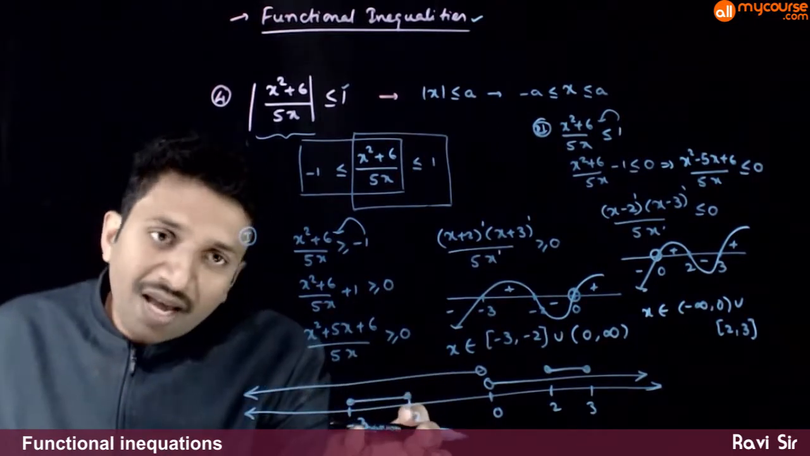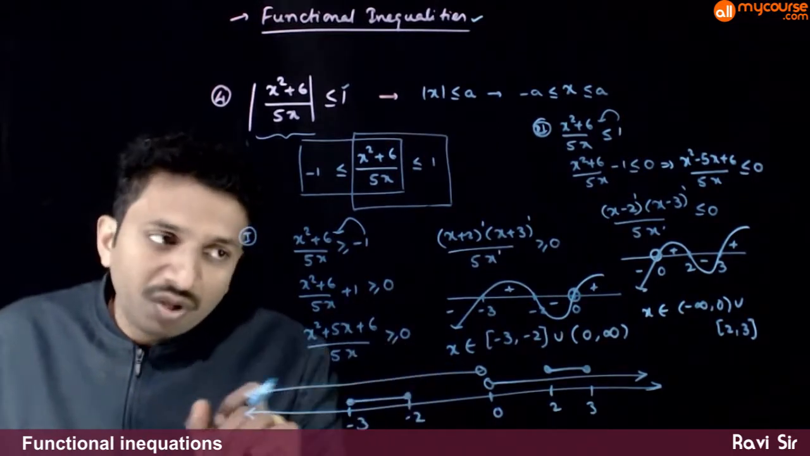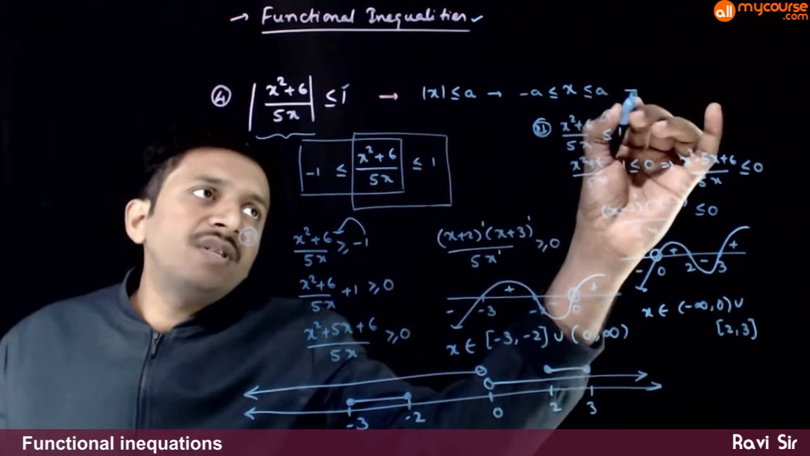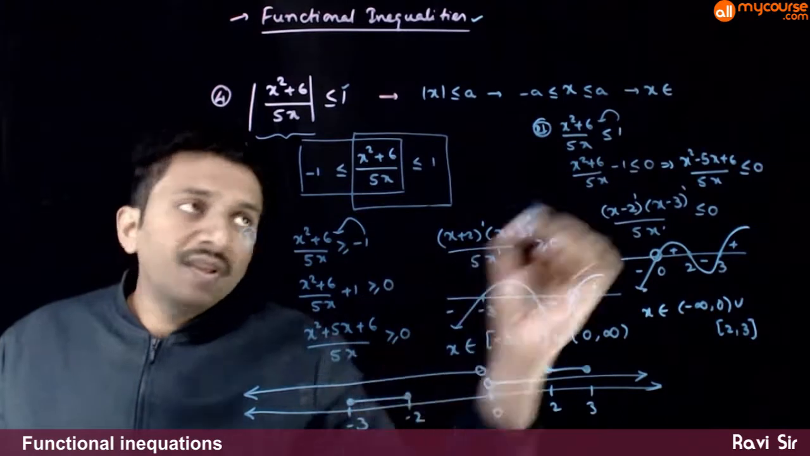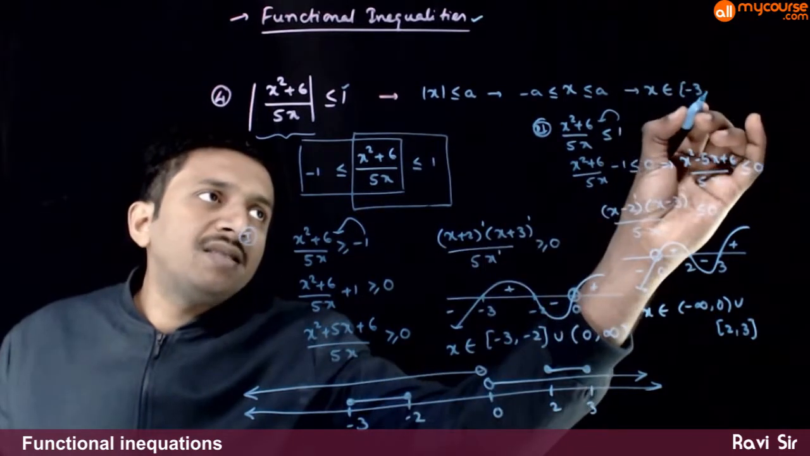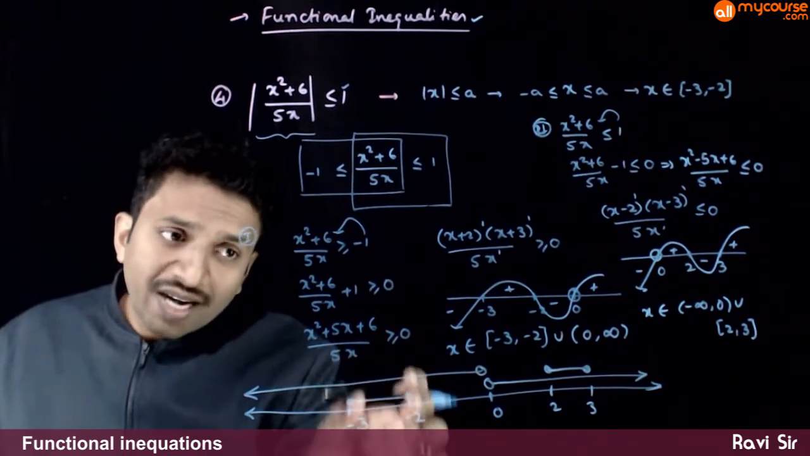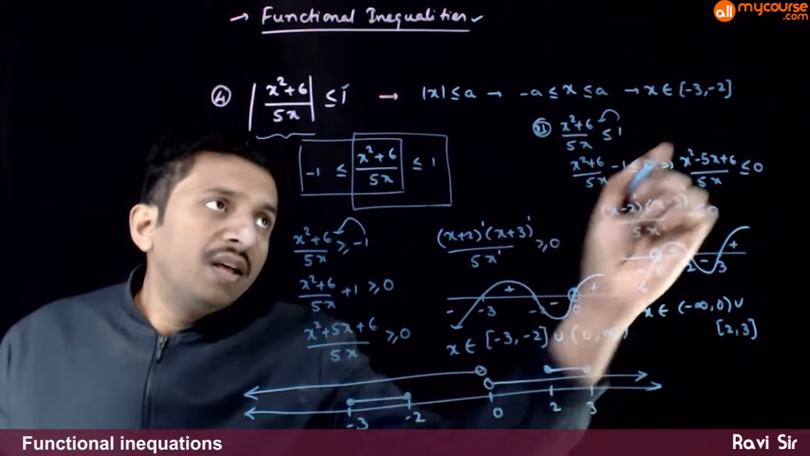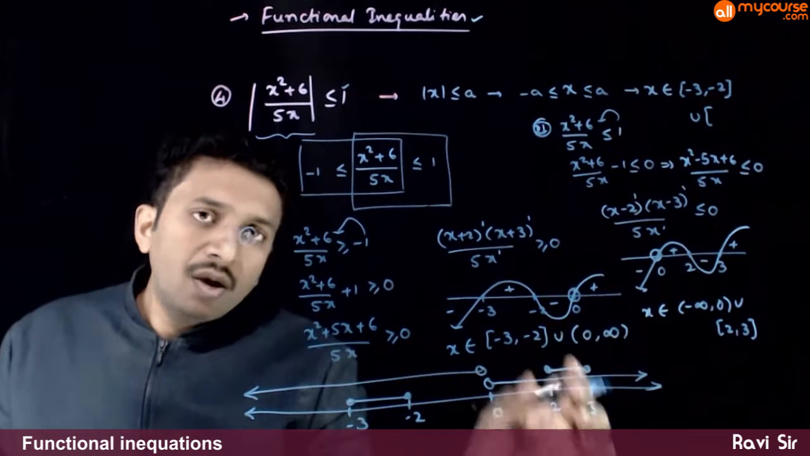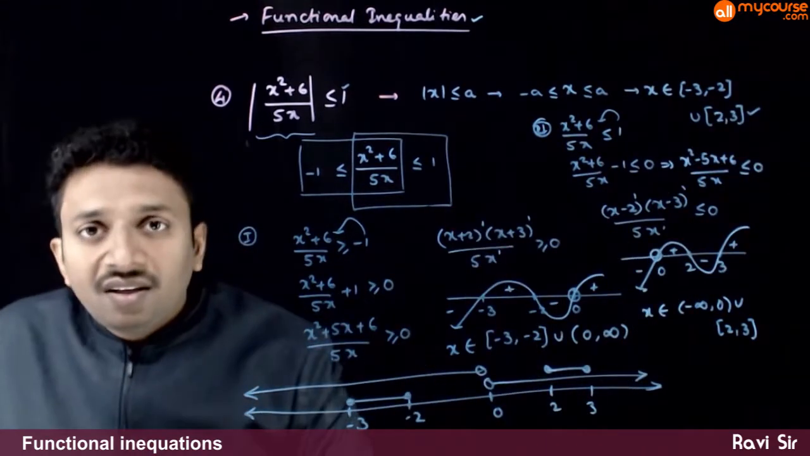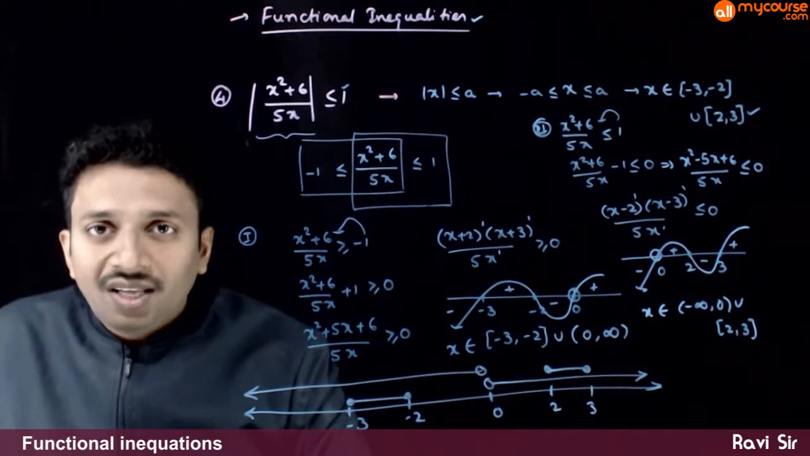As you can see, minus 3 to minus 2 is common for both of these, and 2 to 3 is also common. So the final solution for this equation is x belongs to closed minus 3 to minus 2, which is satisfying both these solutions, union closed 2, comma, 3. So that's the solution to this inequation.